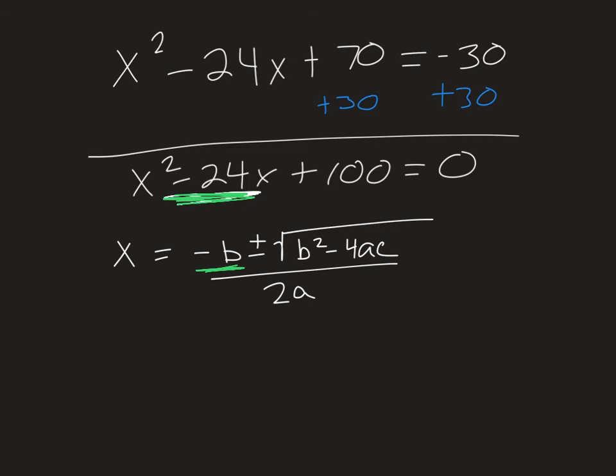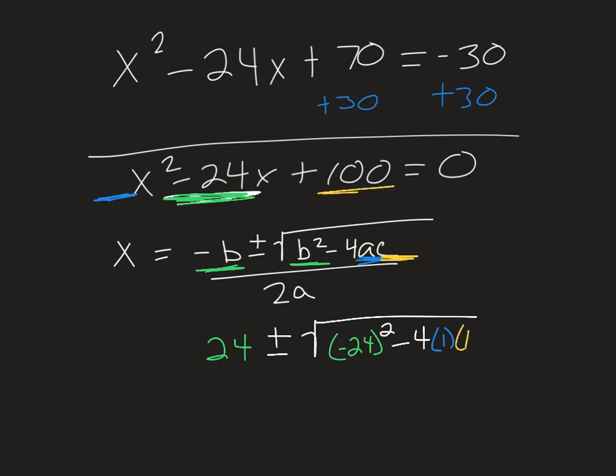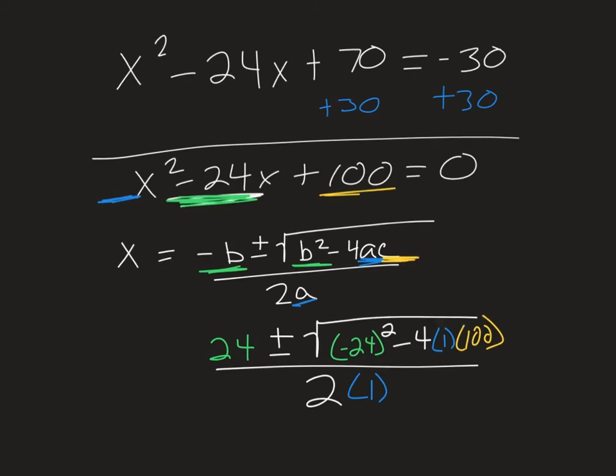So negative B means the opposite of negative 24, which means I'm going to substitute in a positive 24. And then plus or minus is part of the formula. B squared means that it's going to be negative 24 squared, minus 4 times A. In this case, A is 1, times C. In this case, C is 100. All over 2 times A. So in this case, again, that's going to be 2 times 1. So hopefully you got everything substituted in there correctly.